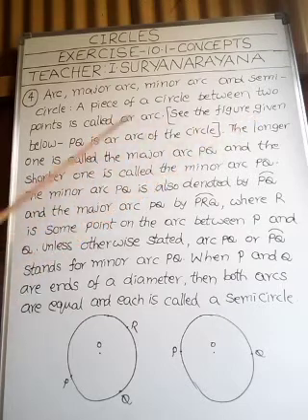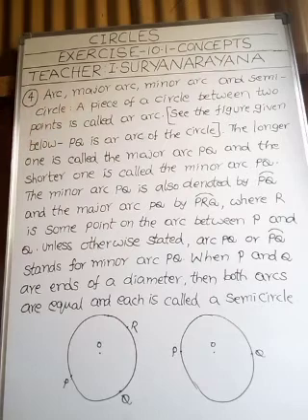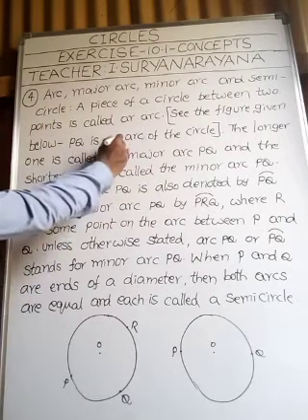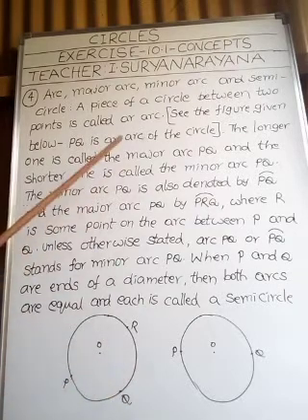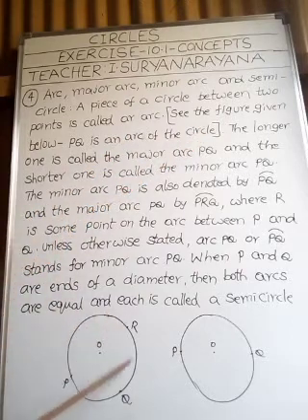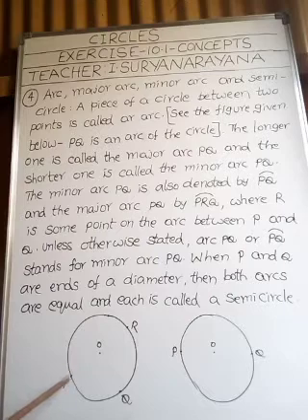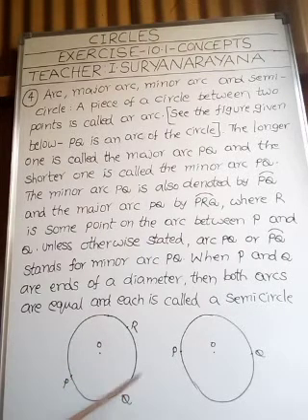See the figure given below. PQ is an arc of the circle. See here in this figure, P is a point and Q is a point. This part of the circle is called an arc of the circle, and this is also part of the circle. Yes or no, my children? This part is also part of a circle, and this part is also part of the circle.